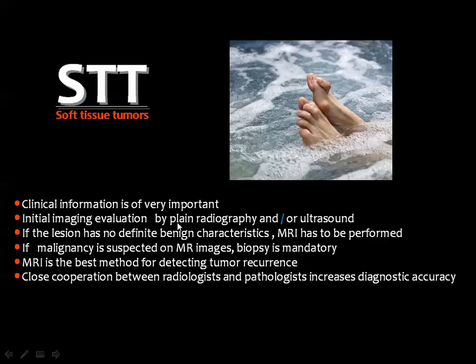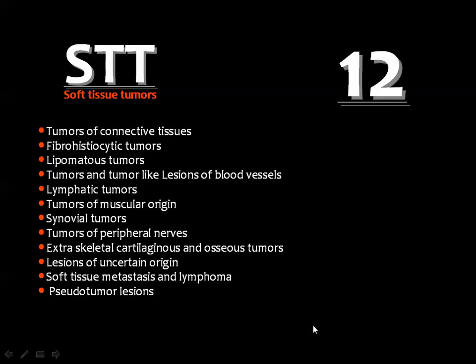Initial evaluation, as I have mentioned, should be obtained by plain X-ray, ultrasound, or both. If the lesion is not definitely benign, then you go for MRI, which will be followed in most cases by biopsy. MRI, as I have mentioned, is the best way to detect local tumor recurrence, and sometimes you can also use the PET scan. Close cooperation is essential between the involved personnel.